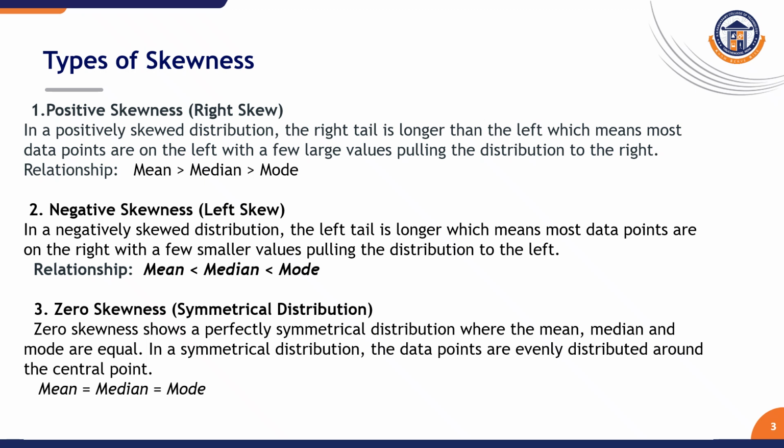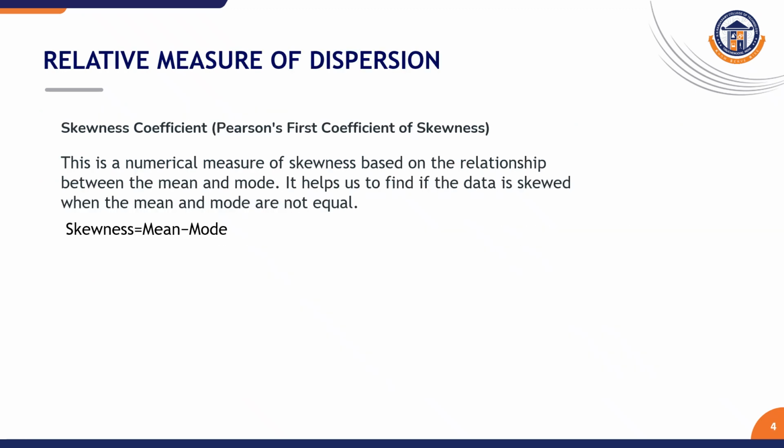Now let us come to zero skewness. It is said to be a symmetric distribution. Zero skewness shows a perfectly symmetric distribution where the mean, median and mode are equal. In a symmetric distribution, the data points are evenly distributed around the central point, so all the values, mean, median and mode, are equal.